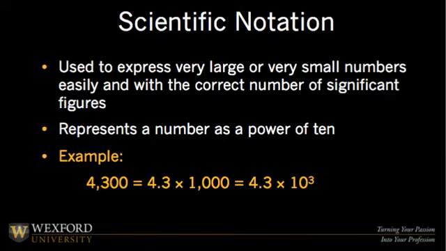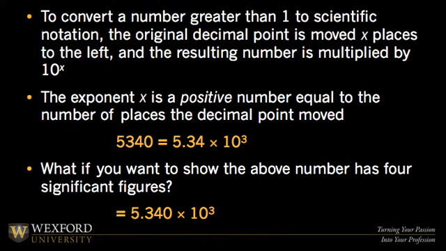Now moving on to scientific notation, this is used to express very large or very small numbers easily and with the correct number of significant figures. What happens is we are representing a number as a power of 10. So for example, 4,300 is equal to 4.3 times 1,000, which is equal to 4.3 times 10 to the third. Now in order to convert a number greater than 1 to scientific notation, the original decimal point is moved x places to the left, and the resulting number is multiplied by 10 to the x. So the exponent x is a positive number equal to the number of places the decimal point was moved.